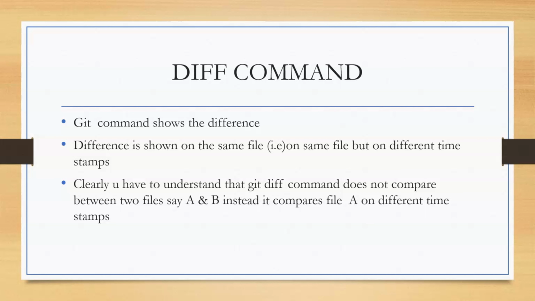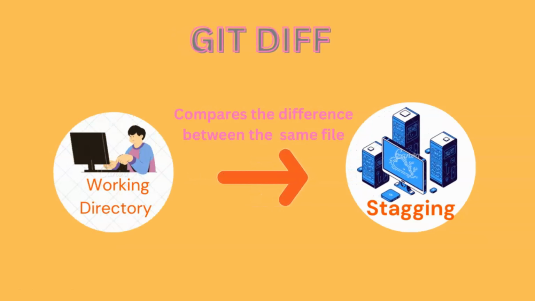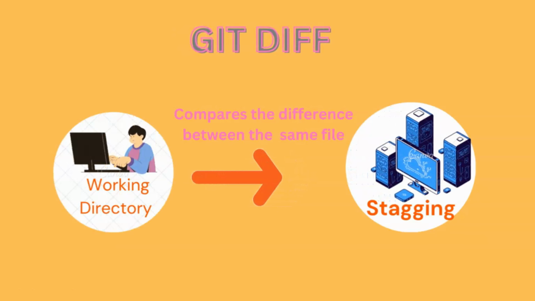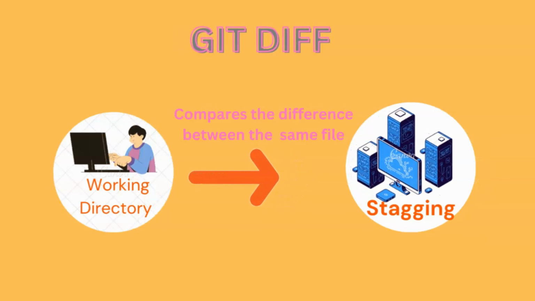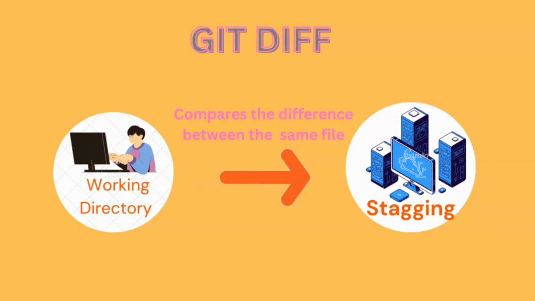Clearly, you have to understand that Git Diff command does not compare between, say, two files A and B. Instead, it compares the file A at different timestamps. Git Diff finds a difference between the file in the working directory and the staging area. The important thing is Git Diff compares a single file but with a different version.